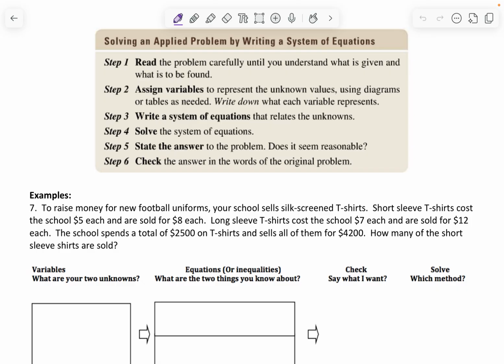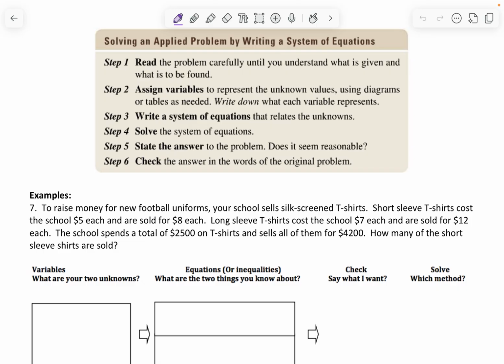Step two is to define your variables. That is really, really important and should always be written down. If you're going to use A and B, you have to tell me what they are. If you're going to use X and Y, you have to tell me what they are, especially because it's going to matter which one is which. So you always need to make sure that you define your variables and that you write it down, okay?